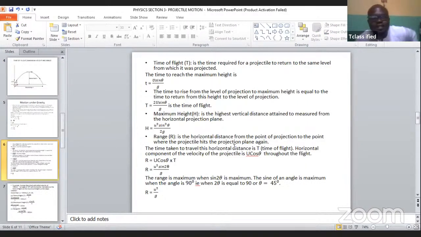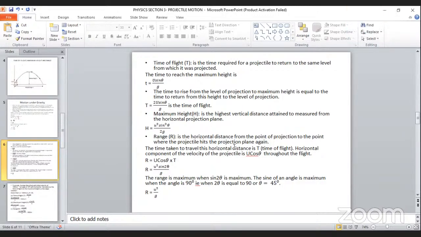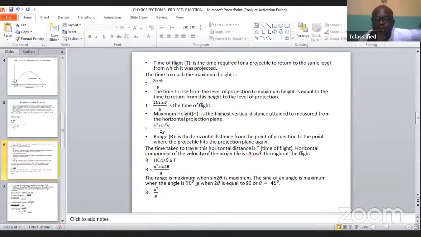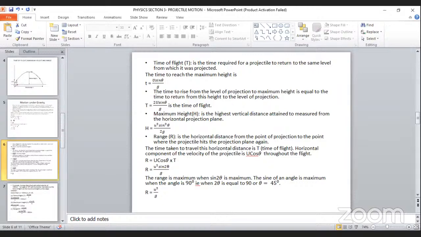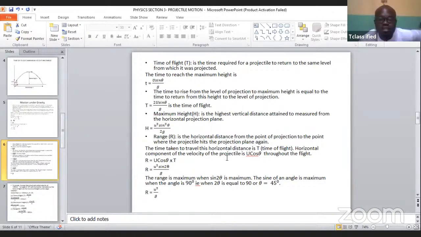Okay, so Stephen, what's the formula for the maximum height? U square sine theta square theta. Yes, Stephen, we cannot get you very well. Come again. U square, open bracket, sine theta, close bracket, square, all over 2g. This is the formula for the maximum height, U square sine square theta, all over 2g.